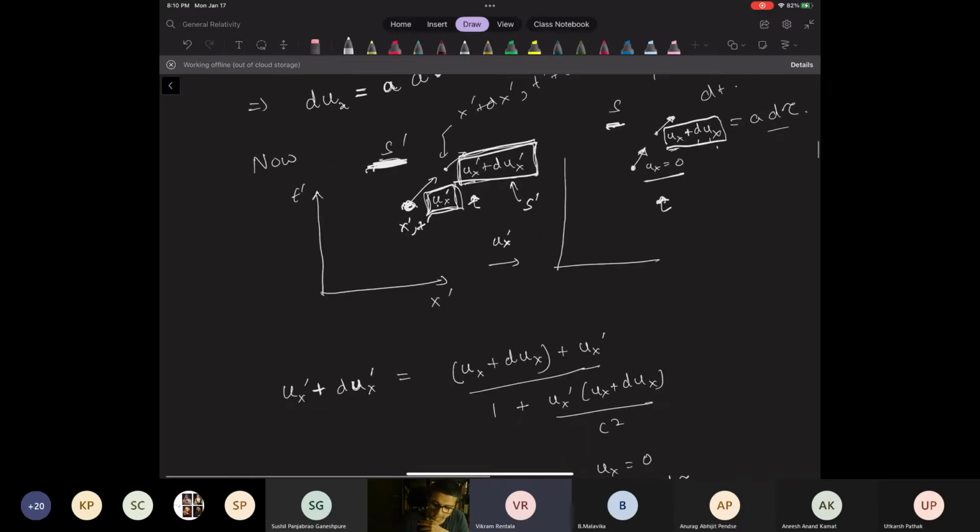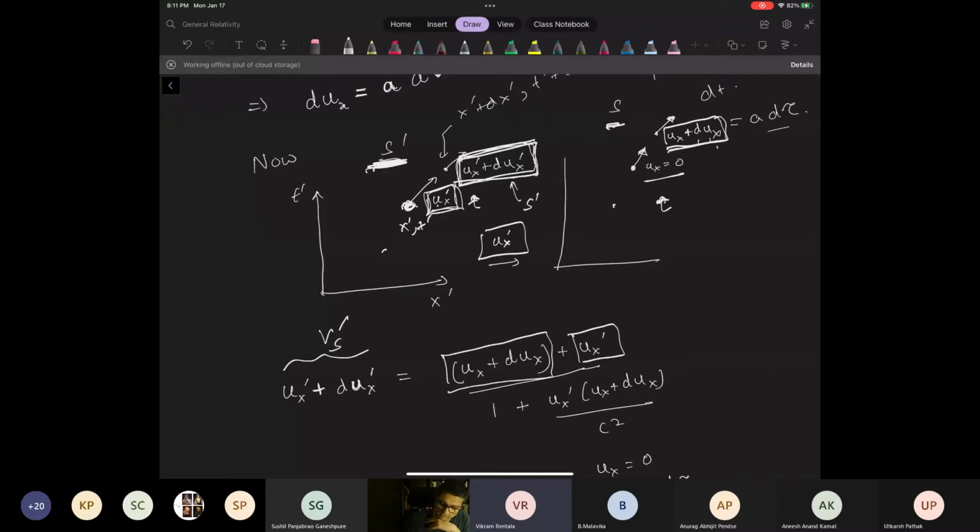So the velocity transformation law is, this is the velocity in frame S prime, and we want the velocity in frame S, which is here. To transform from S to S prime, we use the relative speed, which is ux prime, which is here. So it's like v plus u over 1 plus uv over c squared. That's the rule I'm using. So I'm putting 1 plus this ux prime here, and this ux plus dux over here, divided by c squared.